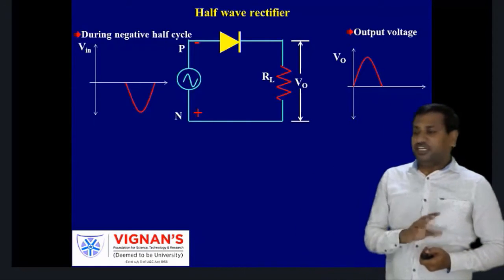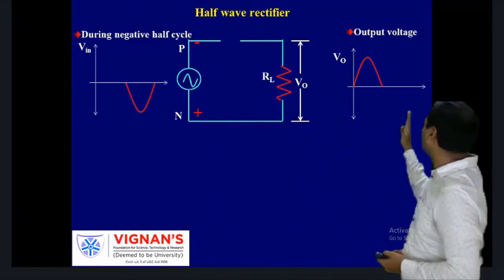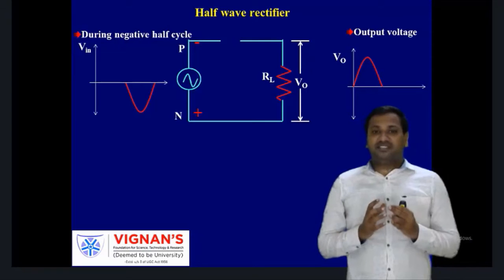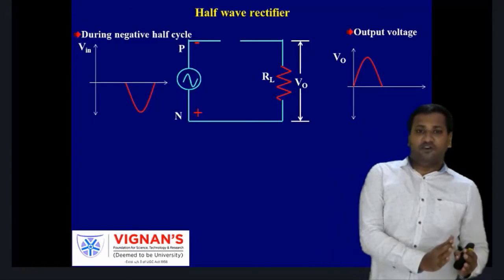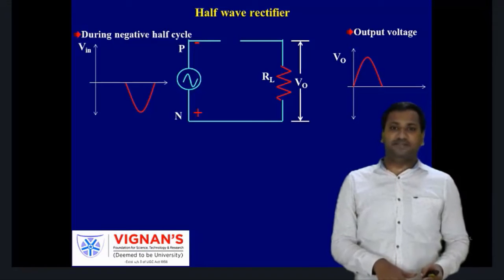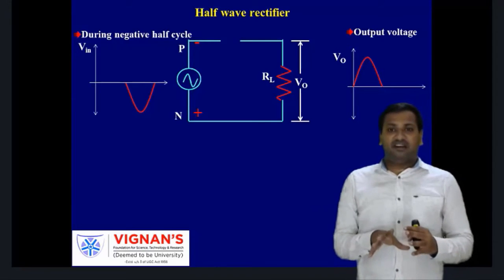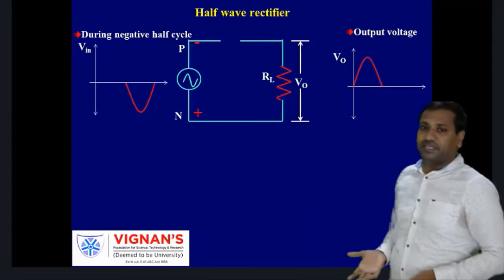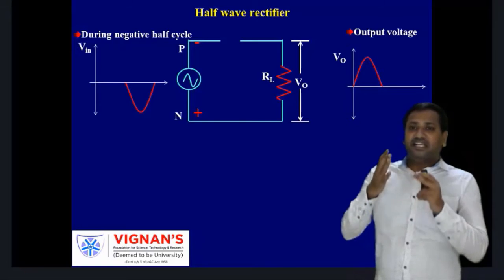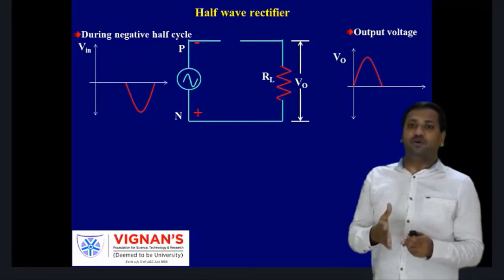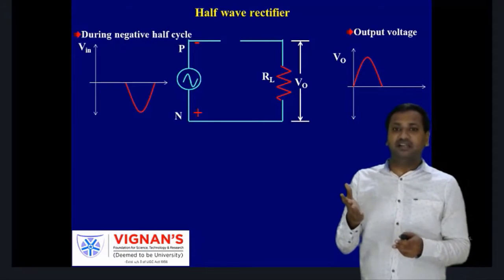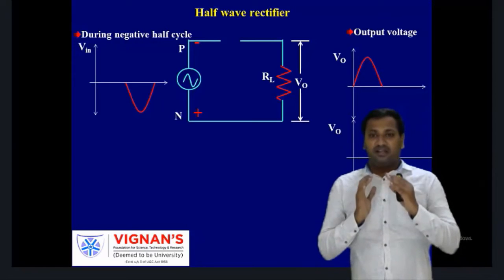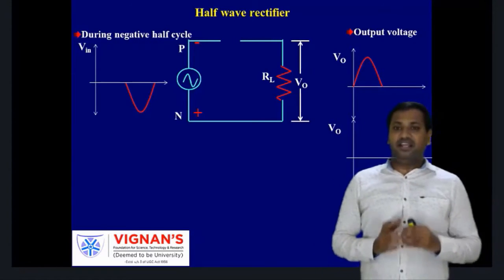That means there is no connection from source to load in the reverse bias. That means there is no current flowing from source to load during the negative half cycle. Once there is no current flowing, there is no voltage available on the load side. That means indirectly zero voltage across the load in the second half cycle or negative half cycle. That means there is no voltage in the second half cycle of the input voltage given.